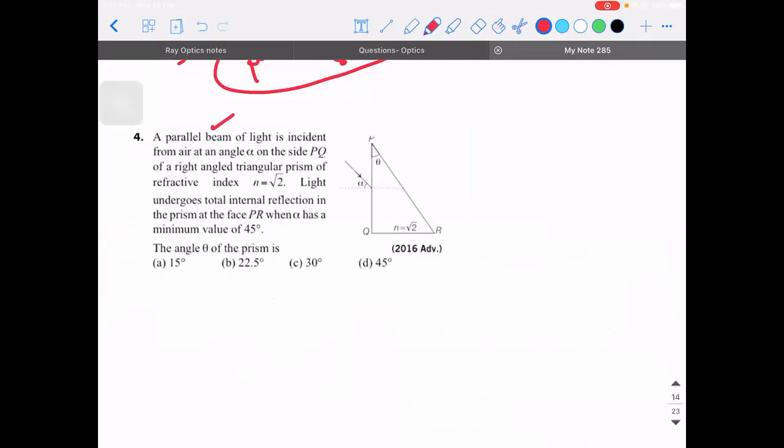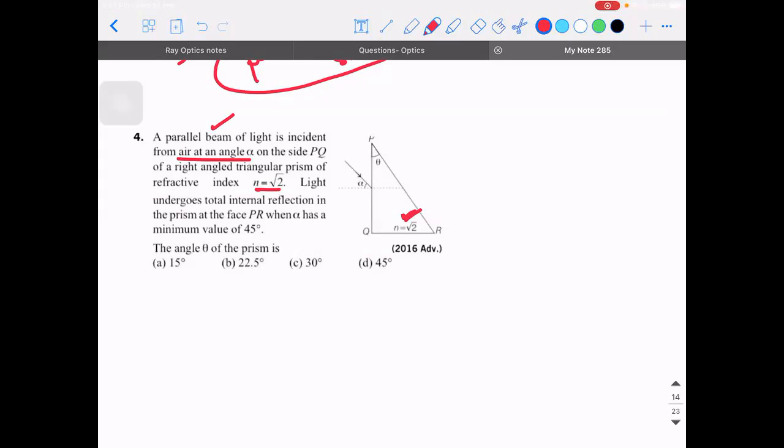So there is a parallel beam of light which is incident from air at an angle alpha on the side PQ of a right angle triangular prism of refractive index n equal to √2. Light undergoes total internal reflection at PR when alpha has a minimum value of 45 degrees. The angle theta of the prism is how much? Most books refer to refractive index with n. So refractive index is given as √2.